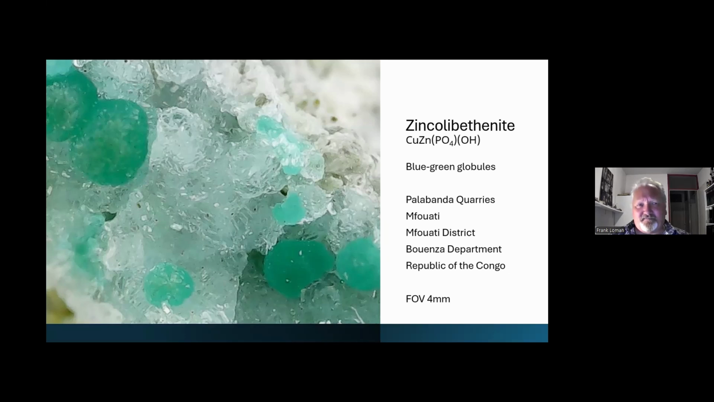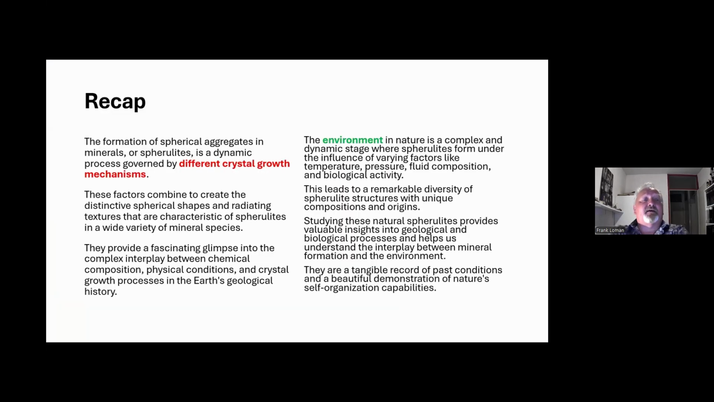I have a lot more, but then the presentation would have been way too long. So I'll keep it with this. So as a recap, the formation of spherical aggregates in minerals, or spherulites, is a dynamic process governed by different crystal growth mechanisms. These factors combine to create the distinctive spherical shapes and radiating structures that are characteristic of spherulites in a wide variety of mineral specimens and species. They provide a fascinating glimpse into the complex interplay between chemical composition, physical conditions, and crystal growth processes in the Earth's geological history.